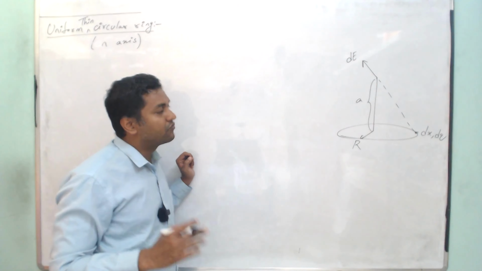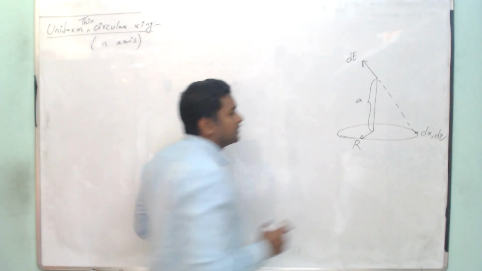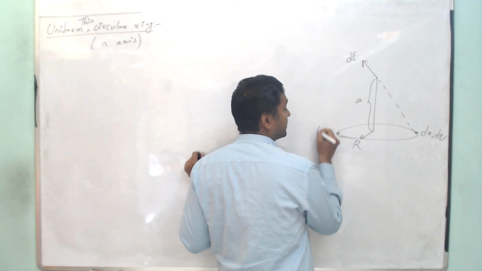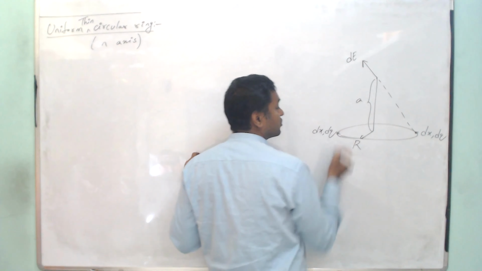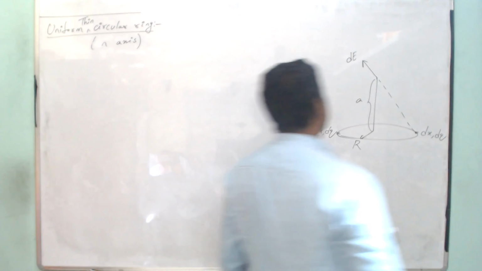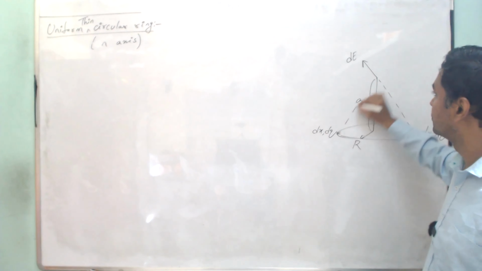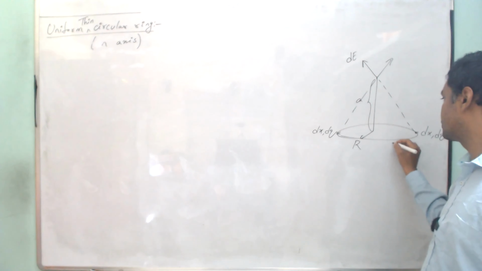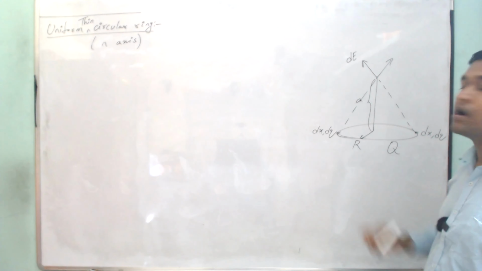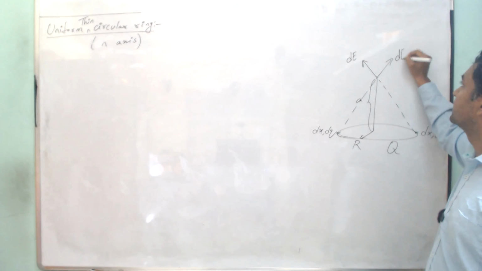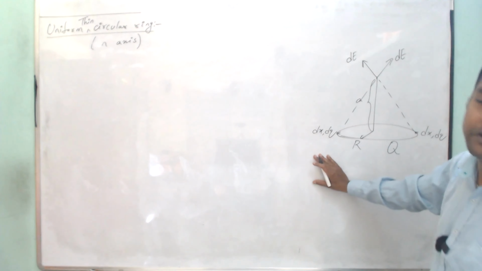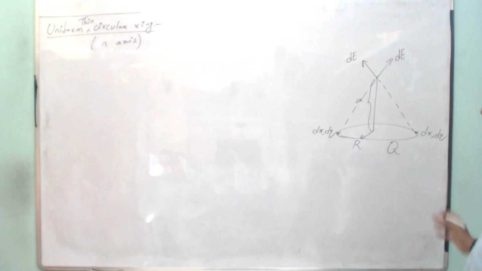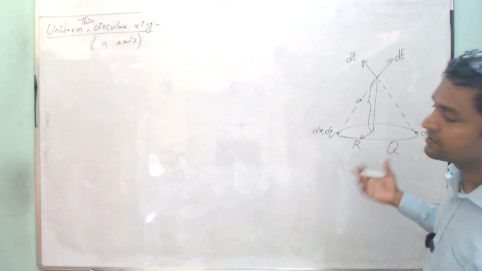Now what we will do is take a diametrically opposite, same element dx having a charge dq. Electric field due to this element over here will be in this direction. Let us say the total charge is capital Q. Obviously the electric field due to this element will also be dE, because distances and charge are the same.